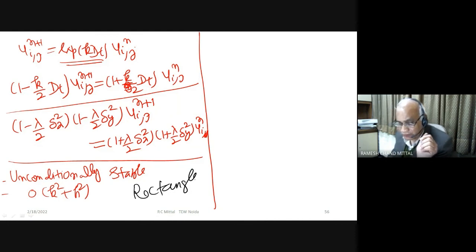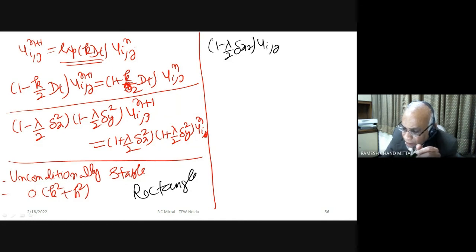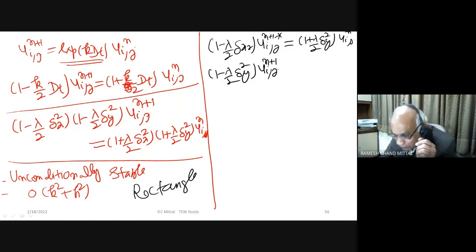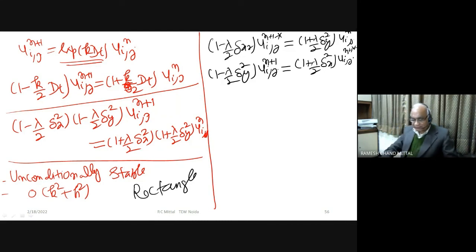So in order to write this scheme, I just do my operator thing, and you understand what I'm doing. So I just write (1 minus lambda delta x2) u_ij^(n+1*) is equal to, I take another direction here, (1 plus lambda y2 delta y2) u_ij^n. And my second thing is left here, so I write this as (1 minus lambda delta y2) u_ij^(n+1), which is equal to (1 plus lambda delta x2) u_ij^(n+1*).